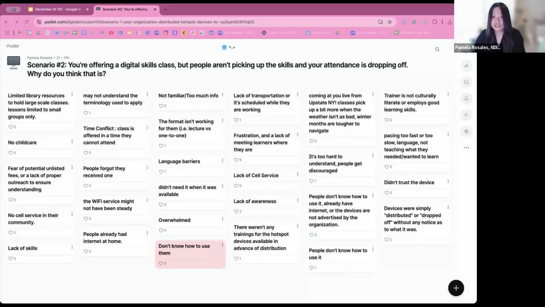Material might be too advanced for students, or it might be going too slow. So making sure that you're understanding what the necessary pace should be. And also, if you're not accommodating different learning styles, as well as different accessibility needs and language needs.